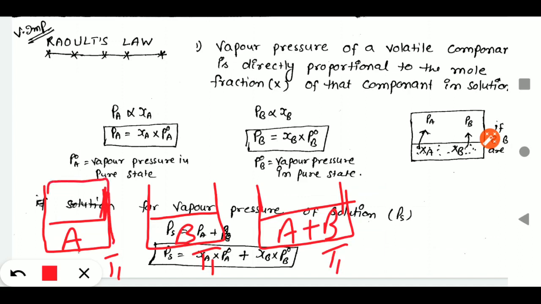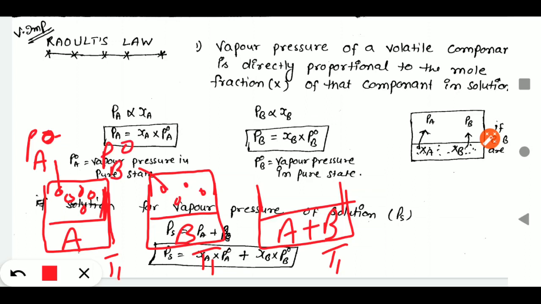So what will happen when I heat liquid A at T1 degree Celsius? It will create vapor, and this vapor will exert pressure, and this pressure is known as PA naught. A means liquid A, P indicates the pressure, and naught indicates the pure vapor pressure. Here the same vapors will be formed, and here I will say these are PB naught.